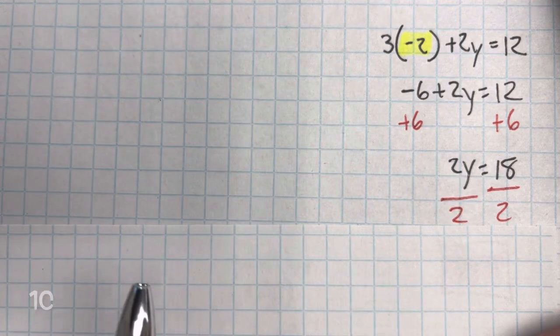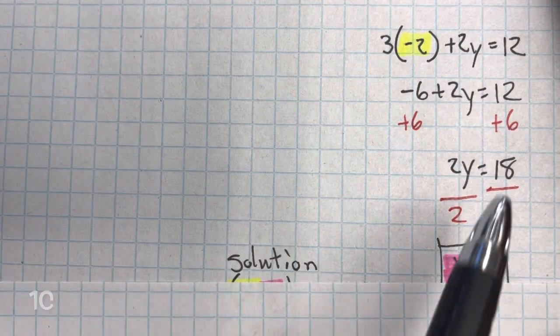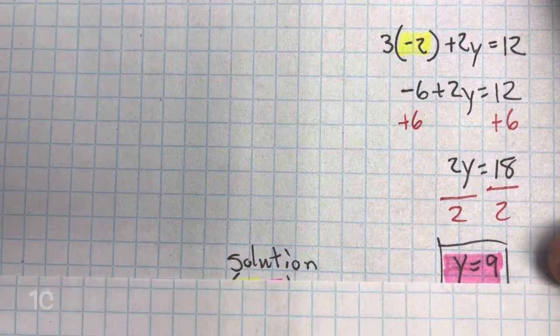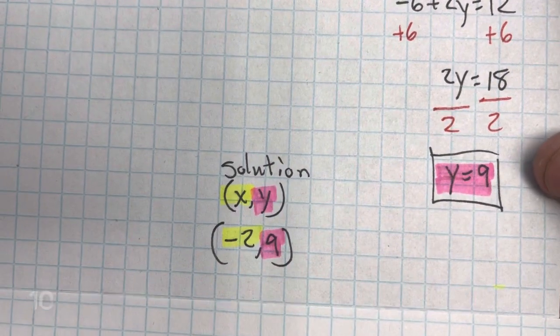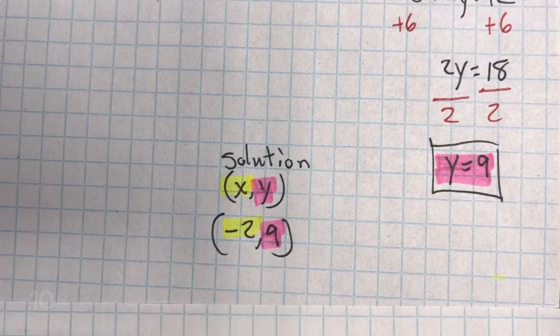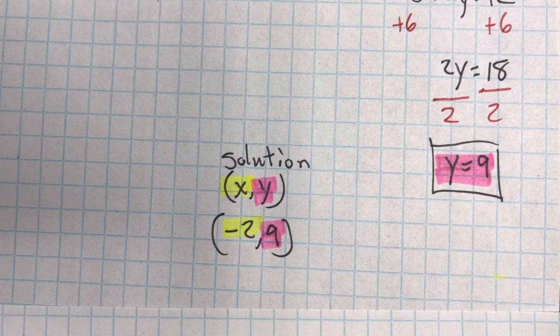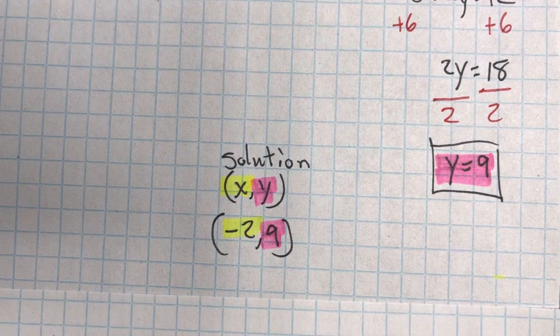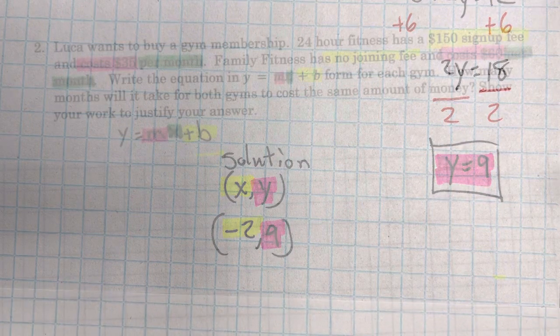1 multiplied by y is y. 18 divided by 2 is 9. So now we have the y value. So the solution to our system is negative 2, 9. And again, always plug your solution back into both equations to make sure that it's true.